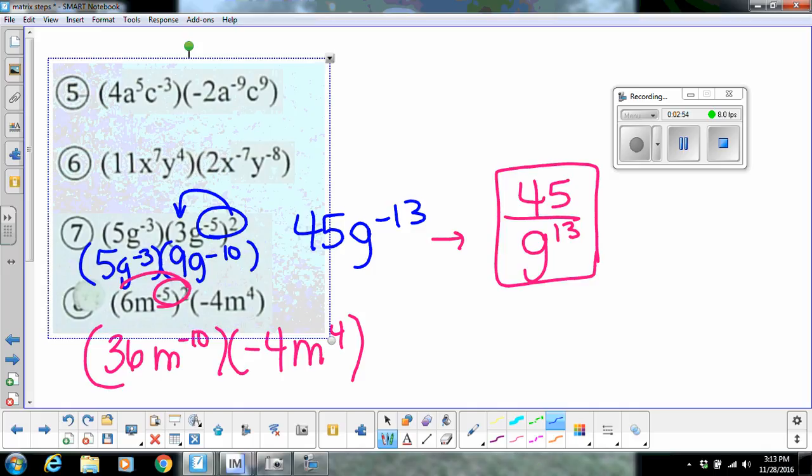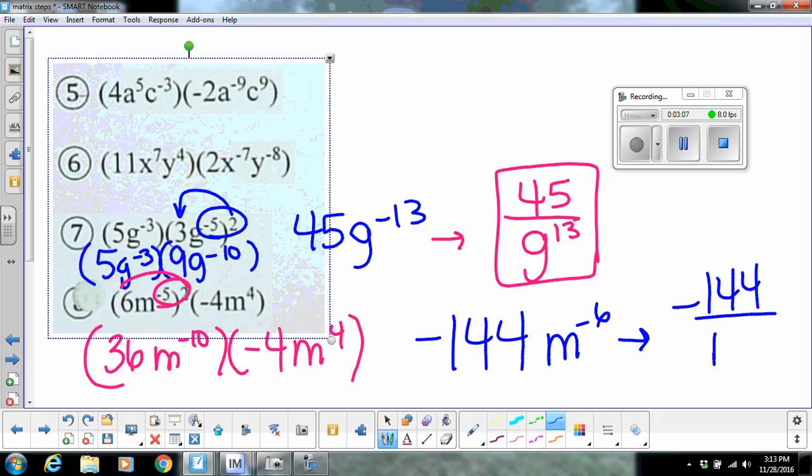6 times negative 4 is negative 24. And 120 plus 24 is going to give me negative 144. m to the negative 6, making our final answer negative 144 over m to the positive 6.